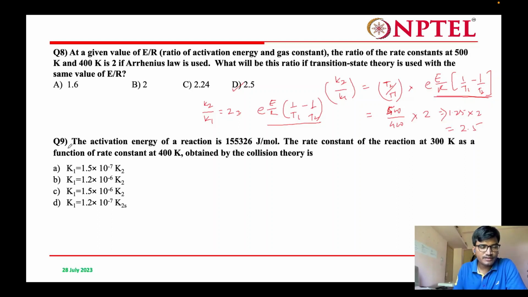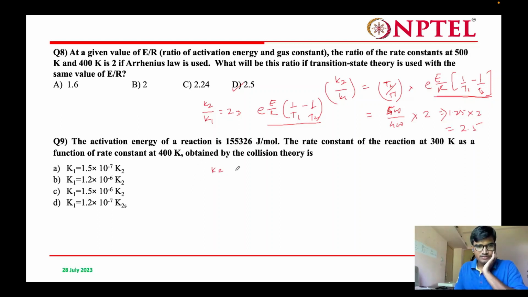And moving to question number 9, the activation energy of the reaction is 155,326 joule per mole. The rate constant of the reaction at 300 Kelvin as a function of the rate constant at 400 Kelvin obtained by the collision theory is. Here we have to use the collision theory to calculate the relationship between K1 and K2. Right. Here the activation energy and temperatures are given.